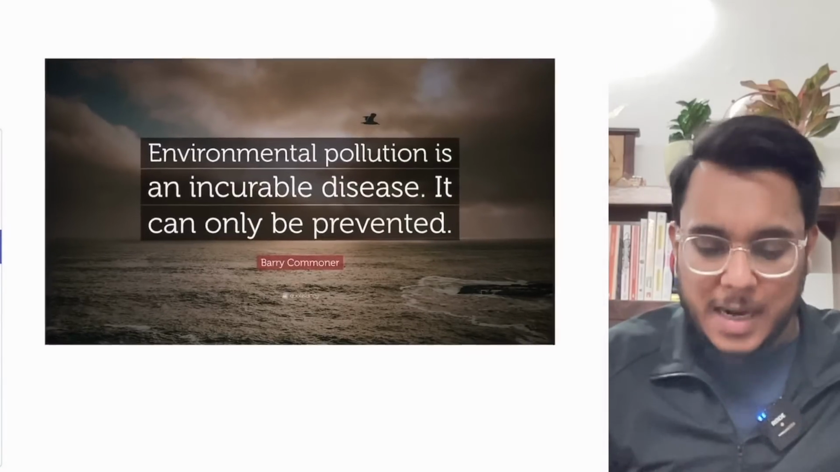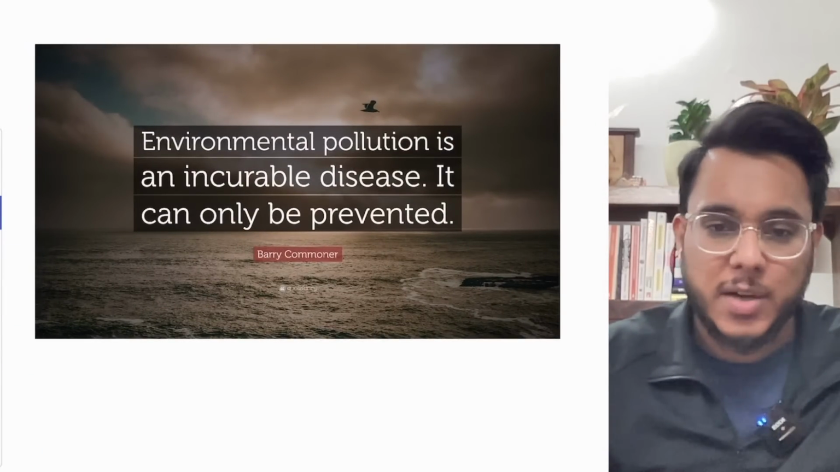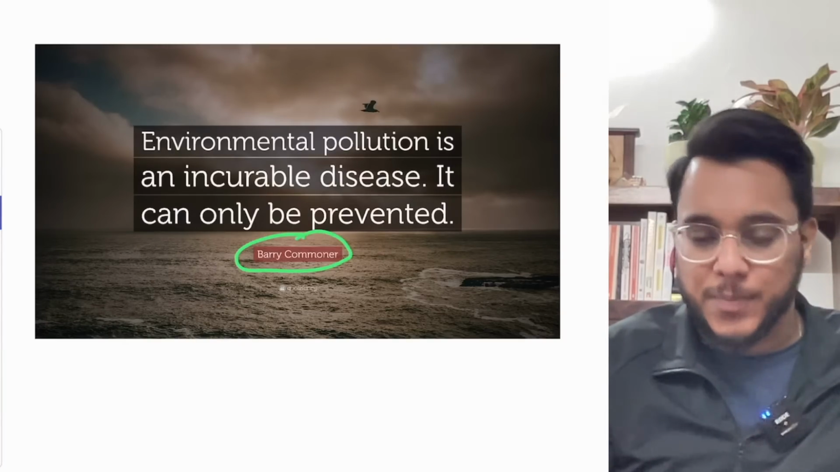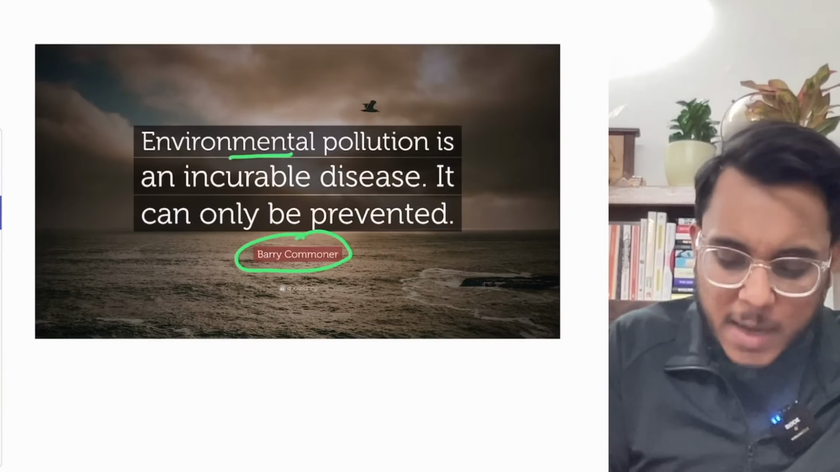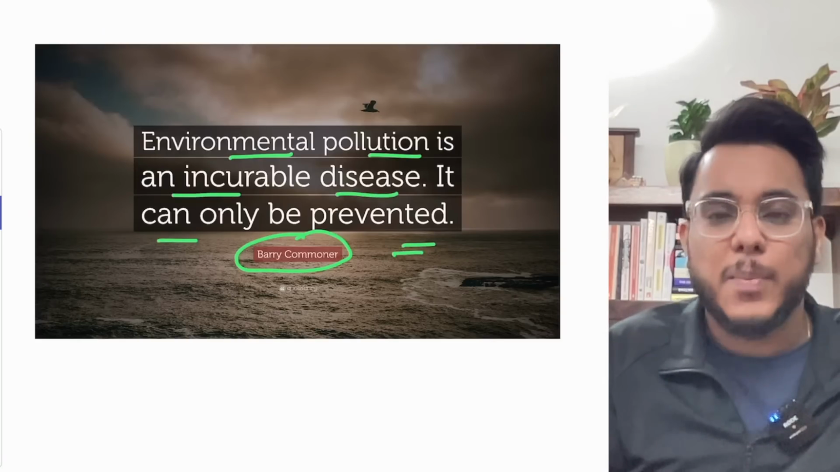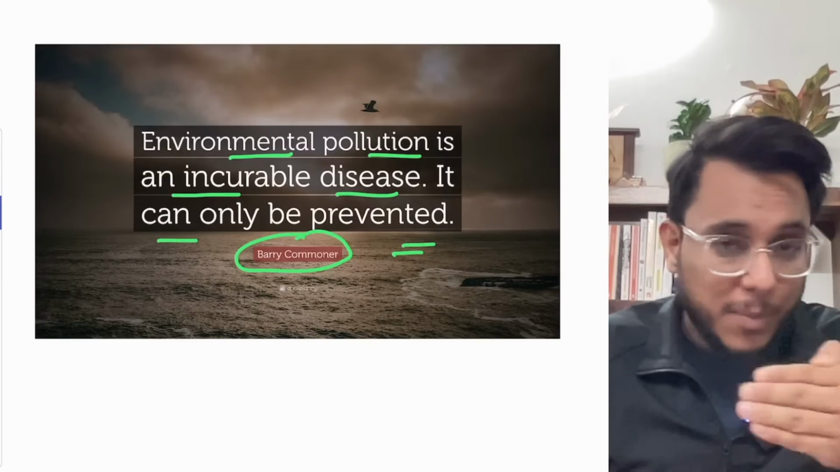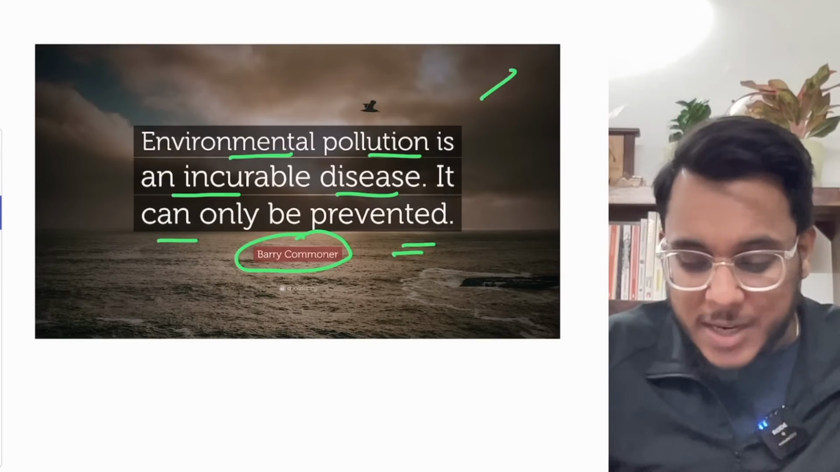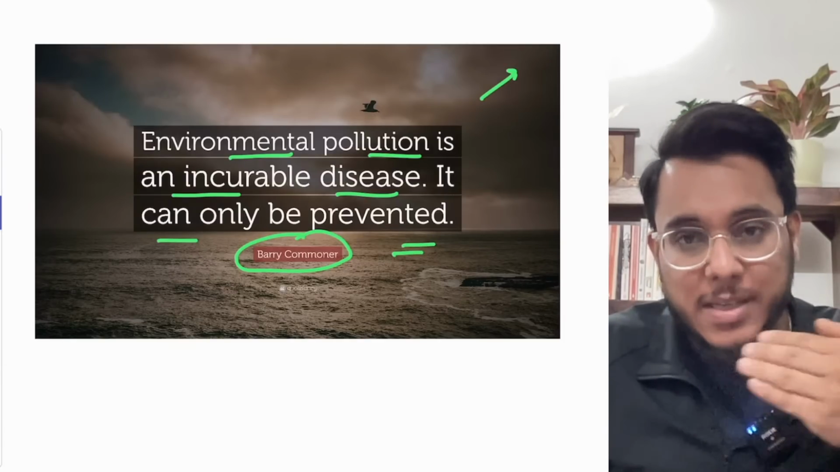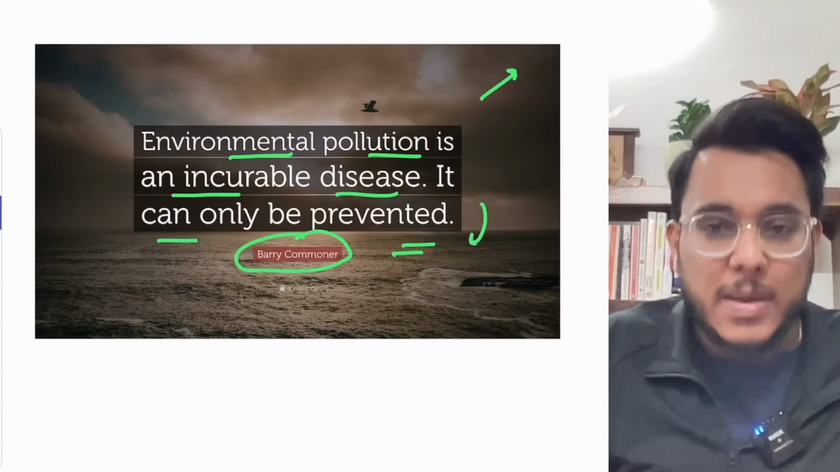Now, starting up. First of all, we start with the GS quotation, and today we are going to take Barry Commoner's quotation. Barry Commoner says that environmental pollution is an incurable disease. It can only be prevented. Pollution is a sin and there is no going back. It sometimes becomes an irreversible phenomenon. So this is a disease which can only be prevented.